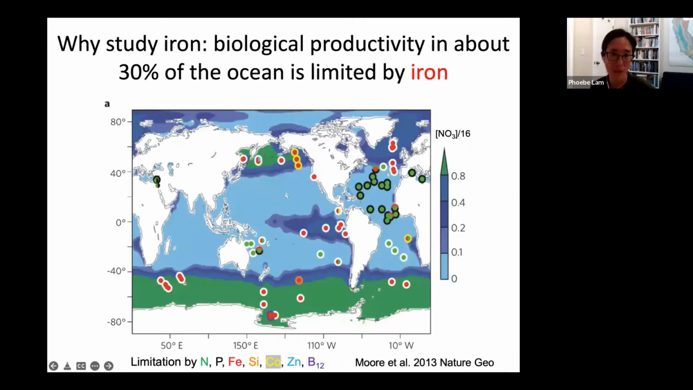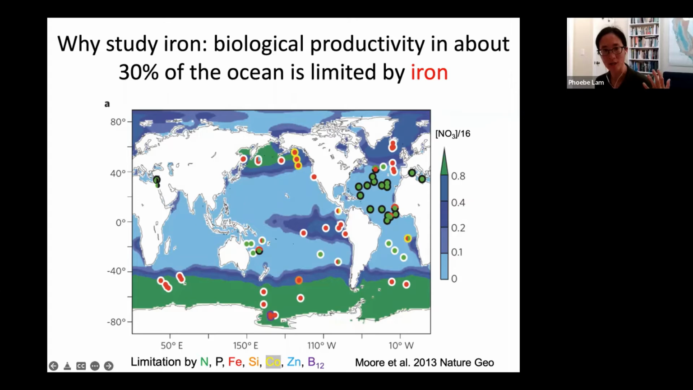So biological productivity in about 30% of the ocean is limited by iron. Here's a map showing in the background, that shaded color is the concentration of basically major nutrients. In this case, it's nitrate divided by 16. I won't go into why, it doesn't matter. But the light blue color is very, very low major nutrients. The green colors are higher major nutrients.